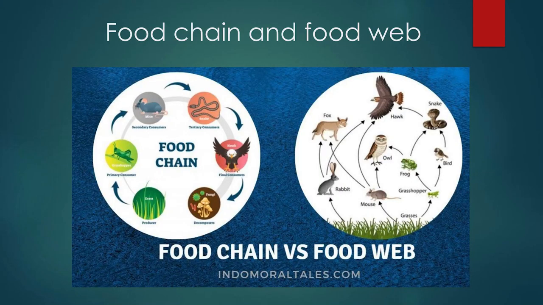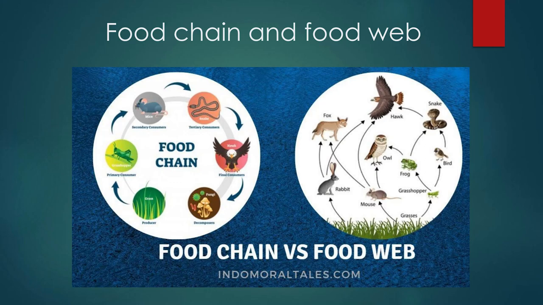Let's move to food chain and food web. This visual shows clearly food chain versus food web. See, producers, primary consumer, secondary consumer, tertiary consumer, final consumers, then decomposers. This is a chain. And regarding the food web, how fox, rabbit, mouse, hawk, snake, birds are interrelated in their food habits. So I think this visual can explain food chain and food web.